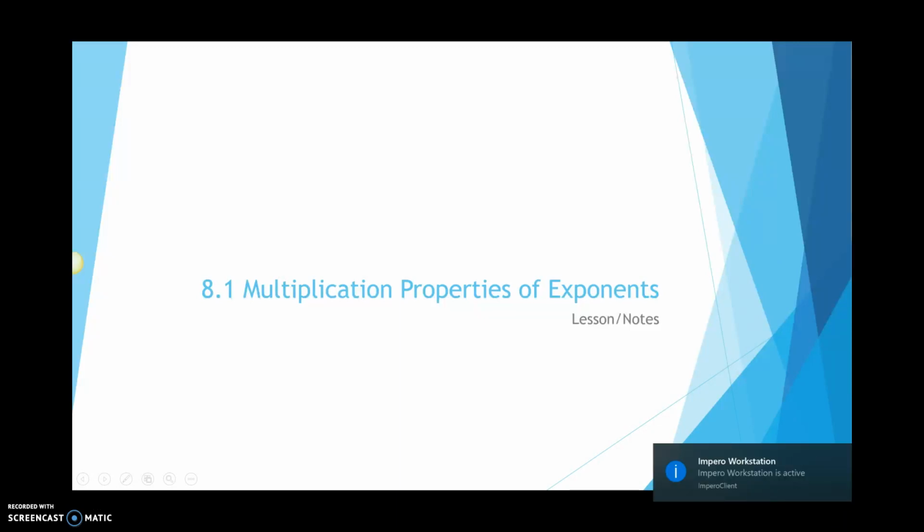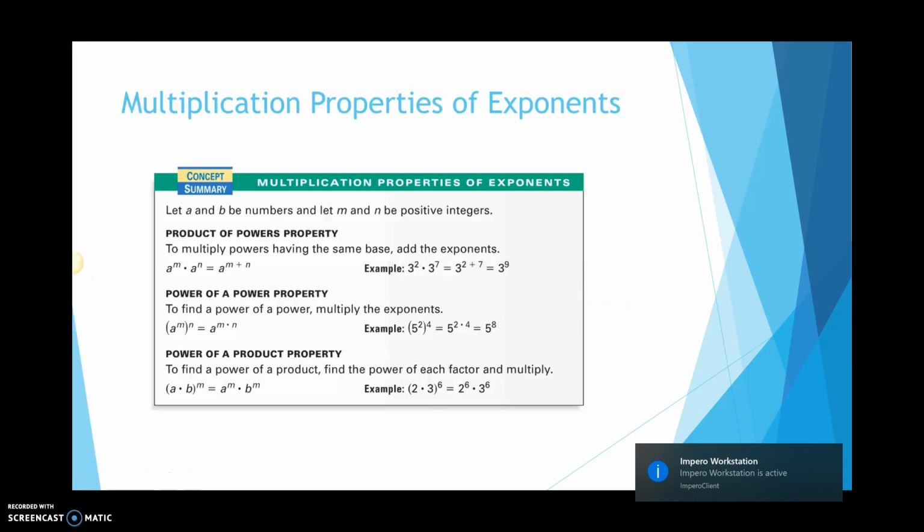Hi students, we are beginning a new chapter, Chapter 8, working with exponents. Our first section of Chapter 8 is multiplication properties of exponents. There are three different types of multiplication properties of exponents. The first one is called the product of powers property. That means you multiply powers that have the same base by adding the exponents.